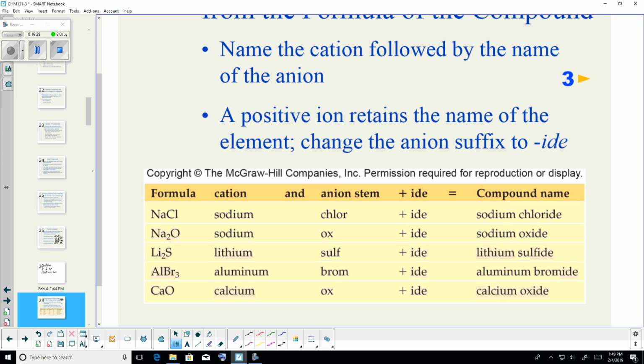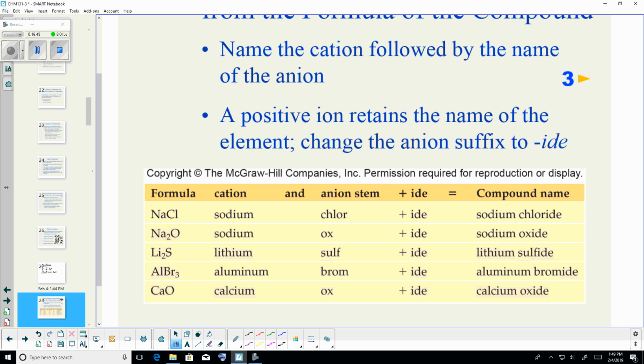So NaCl, the cation is sodium. So you just use the name of the element. The anion is chlorine. You change chlorine to chloride. So it's sodium chloride. Everybody knows sodium chloride. It'll tell you how to do it.